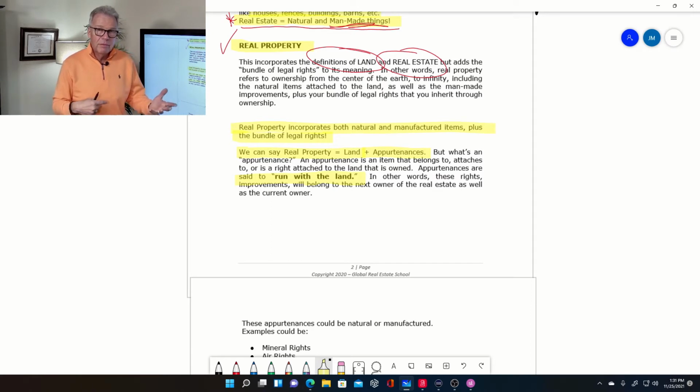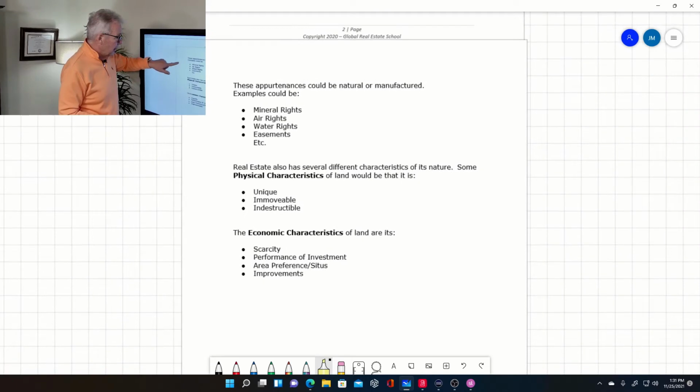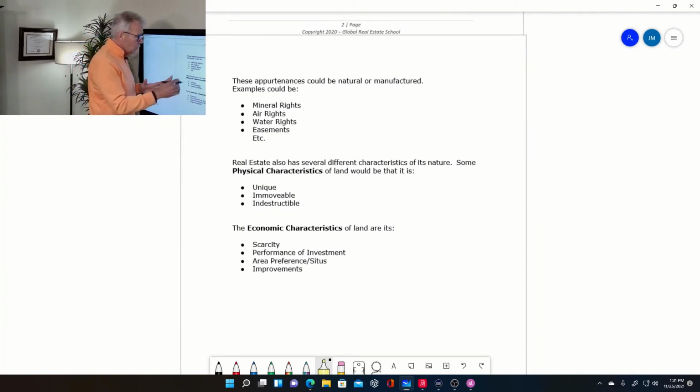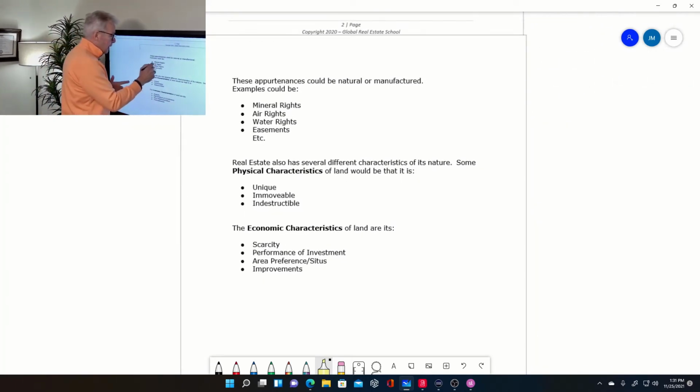Okay, and there would have to be deeds and various items signed. And again, we'll talk about that. I don't want to get too far ahead, but I do want you to understand that when there are certain rights attached to the real estate, like an appurtenance, it will run with the land. It will continue on. So keep that in mind. Now, we'll talk about these items, such as mineral rights, air rights, water rights, and easements, as we move through the course.